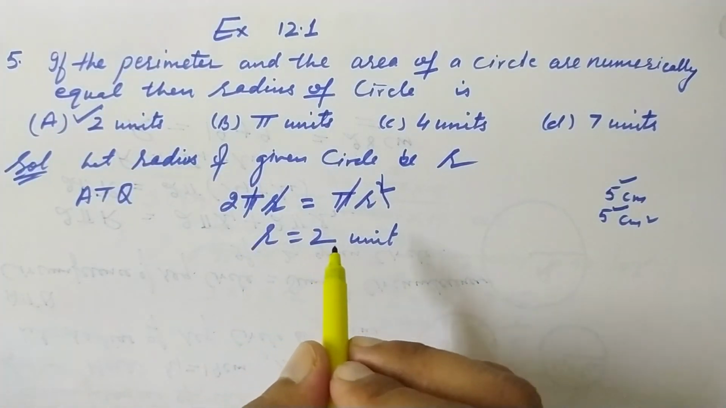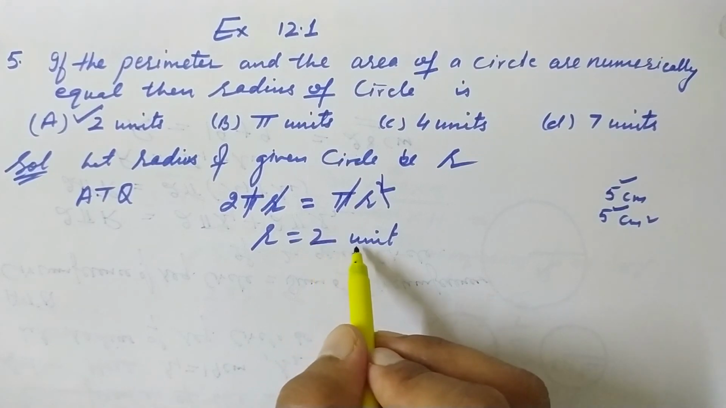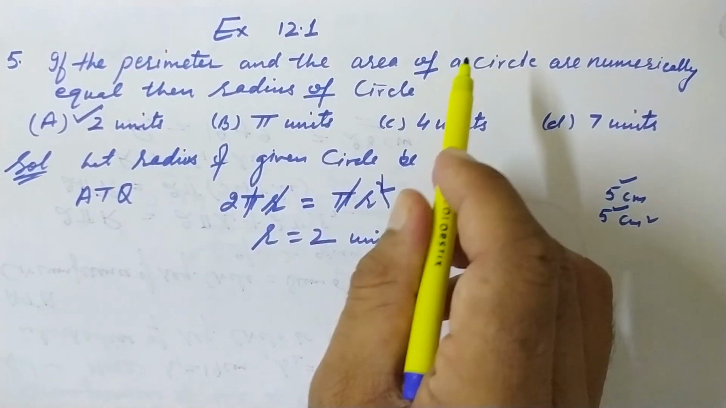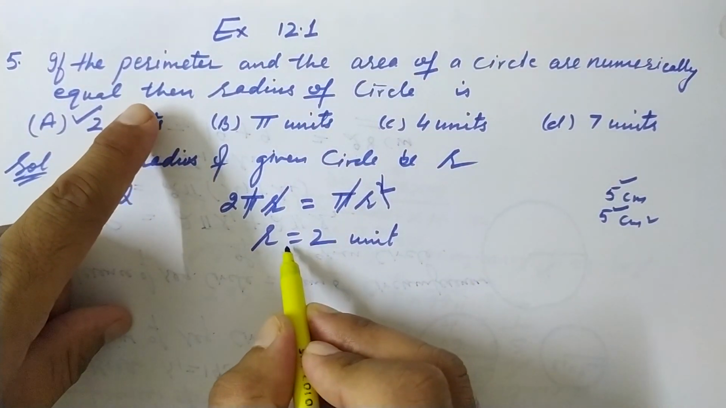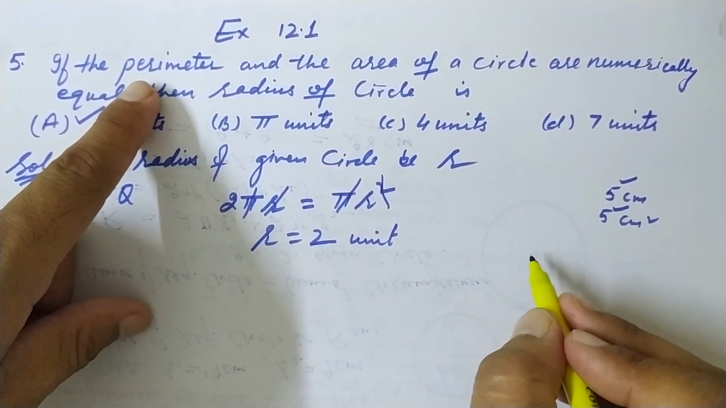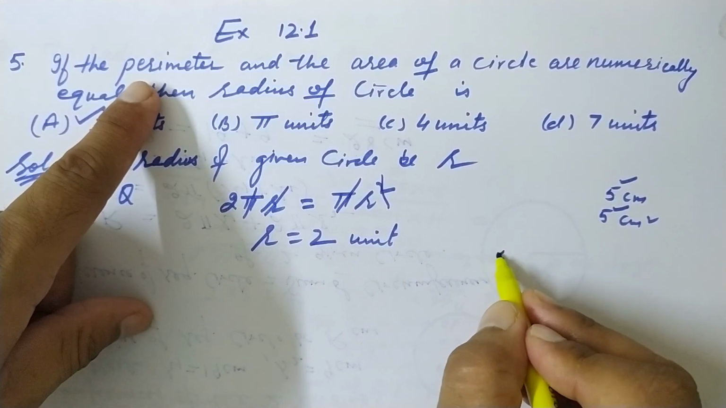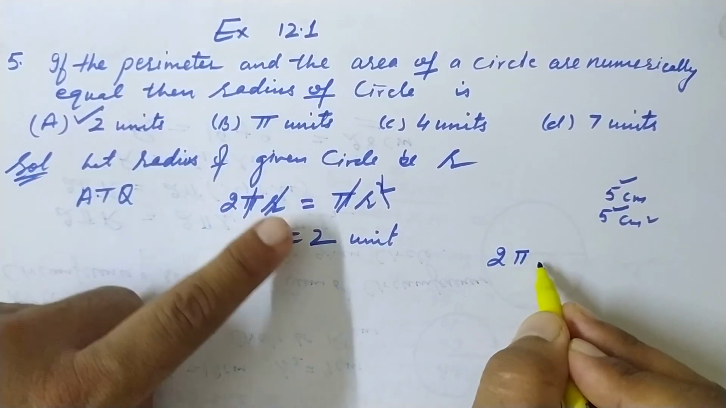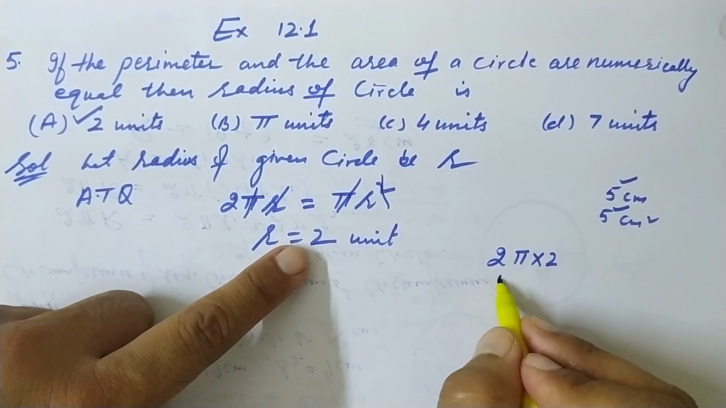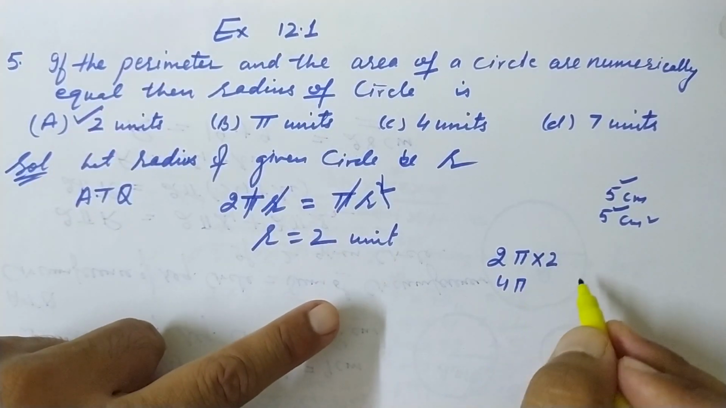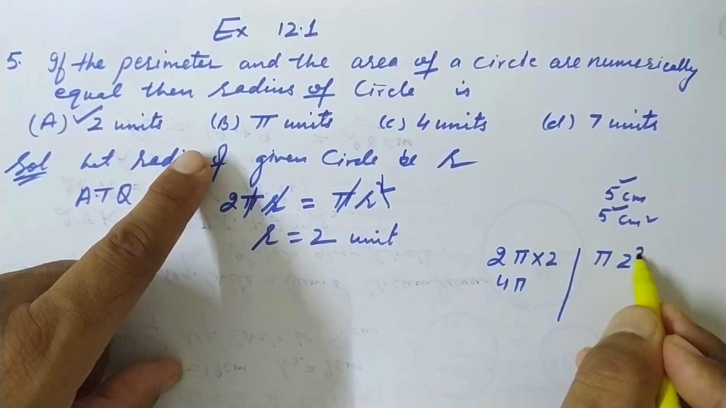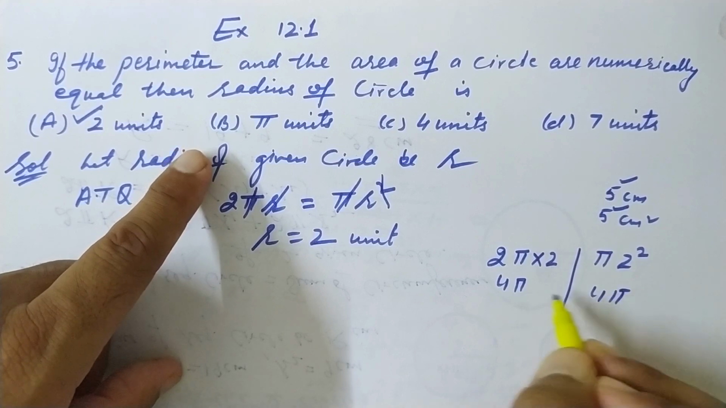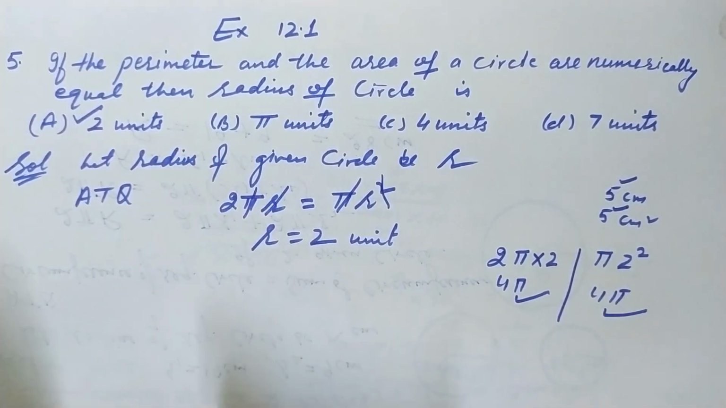So if the radius of a circle is 2 unit, then its perimeter and area are numerically equal. Let's check also. If radius is 2 unit, then what is perimeter? 2 pi r, with r as 2, is 4 pi. Perimeter is 4 pi. And let's see what is area. Area is pi r square, 2 square, that is also 4 pi. See, both are numerically equal. So we can check also. So this way we will solve this question. Thanks for watching.